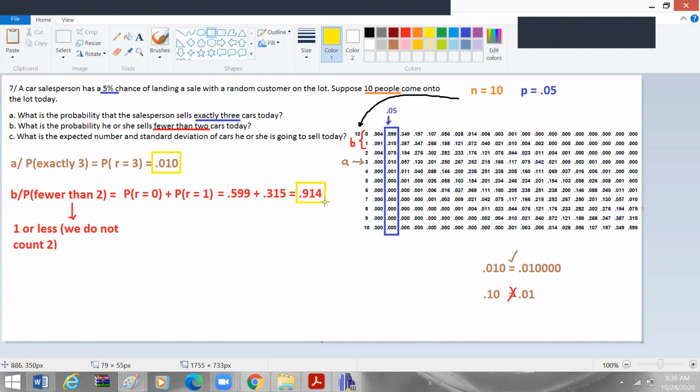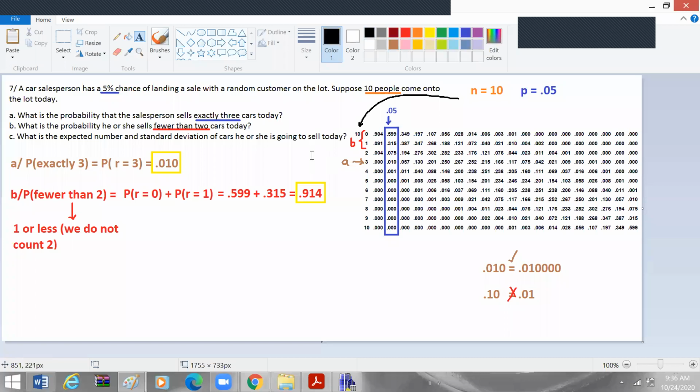No, R equals 0. Where do we get the R? So we're going to add up the first two numbers, the first two decimals that we have, and then you're going to get the final answer for "fewer than 2." That's it. Are we good?